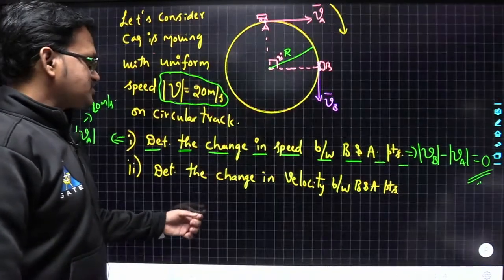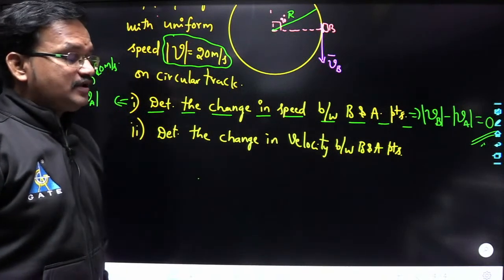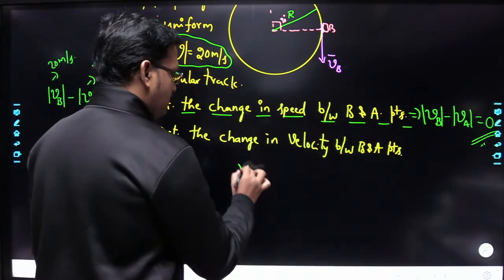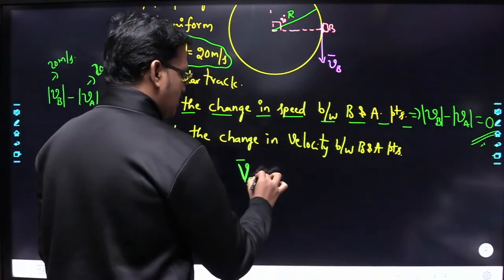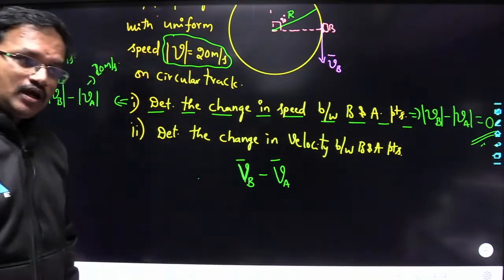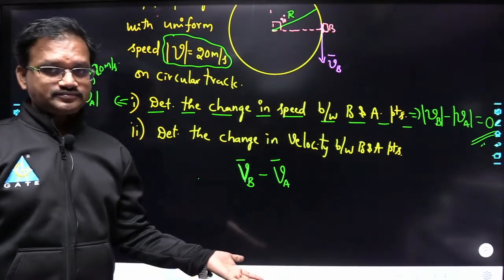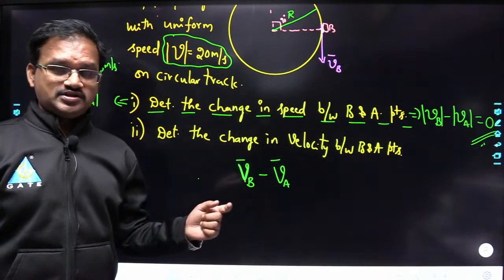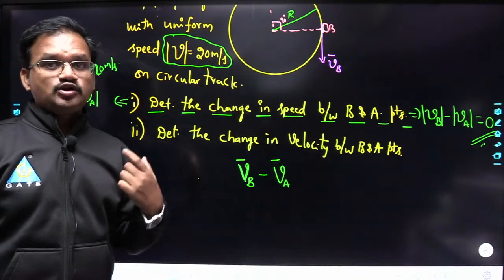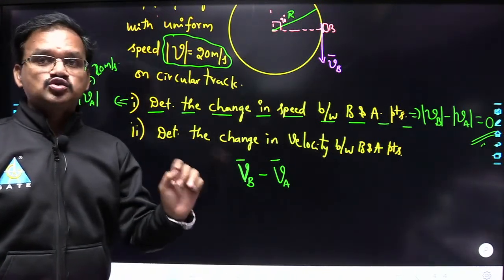Understood? Okay. Next, what they are asking: determine the change in velocity between points B and A. That means they are asking VB bar minus VA bar. Understood? Now it becomes a vectorial summation. I have already told you that whenever you are adding any two vectors, it always depends upon the angle between those two vectors.